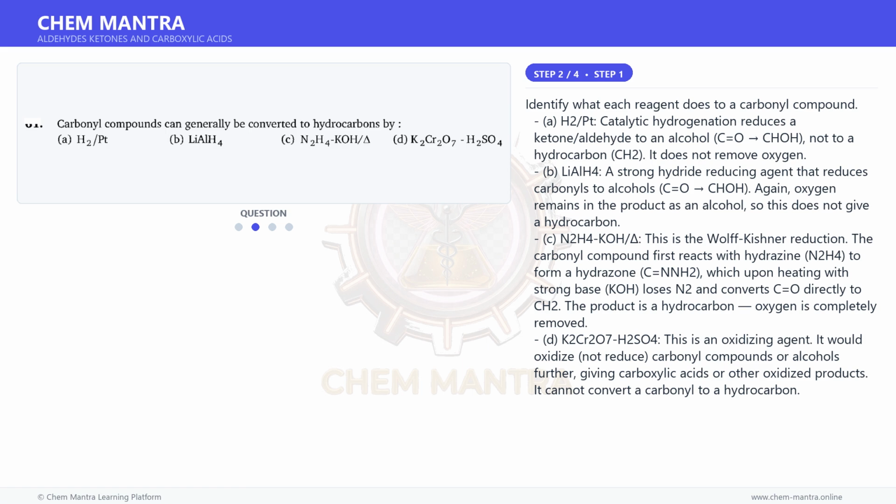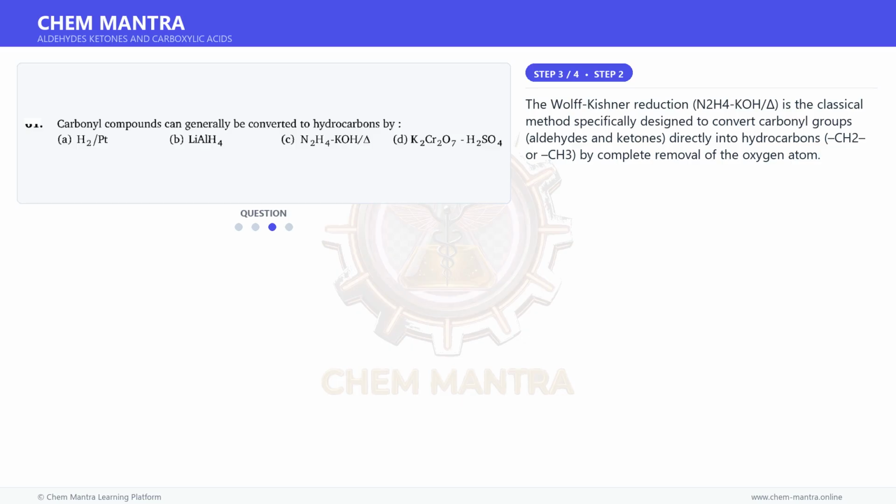D. K2Cr2O7/H2SO4, this is an oxidizing agent. It would oxidize, not reduce, carbonyl compounds or alcohols further, giving carboxylic acids or other oxidized products. It cannot convert a carbonyl to a hydrocarbon. Moving on to the next step.